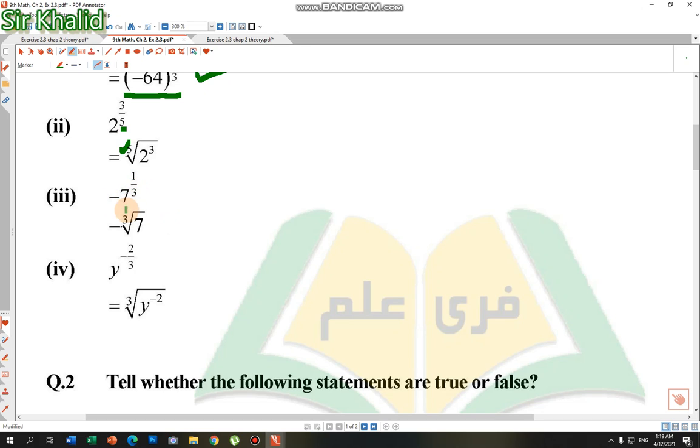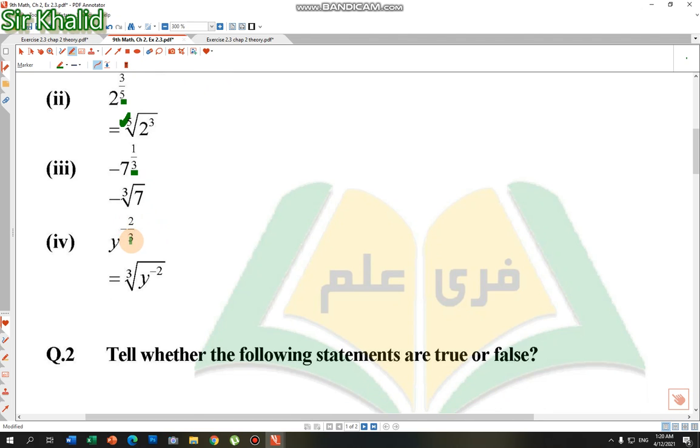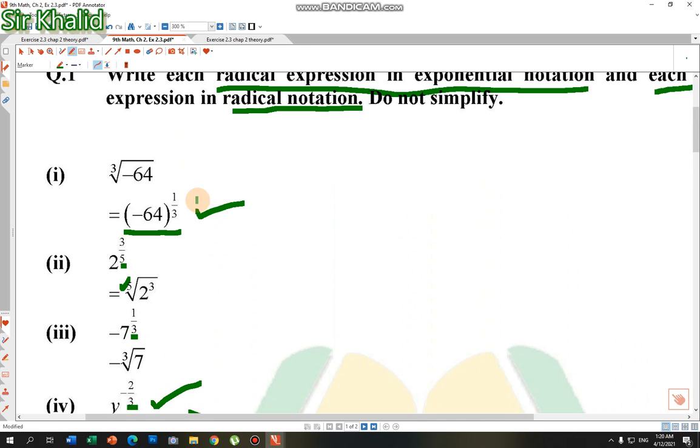Minus 7^(1/3) is written as the nth root of 7, where n is equal to 3, with the minus sign. Why minus 2 over 3? Again, this is n, put n over here in the radical. So this was the question of exponential notation: I have to transform it into radical form. And this was the question of radical form: I have to change it into exponential form.